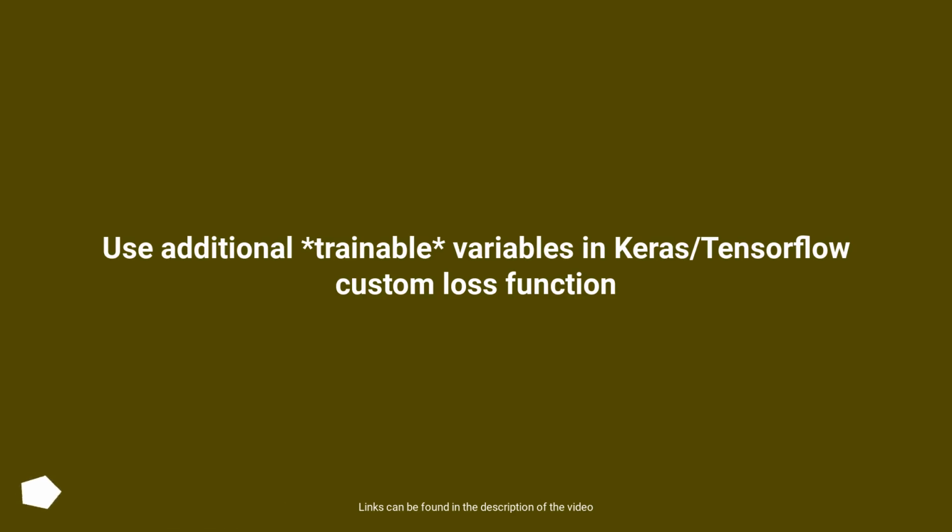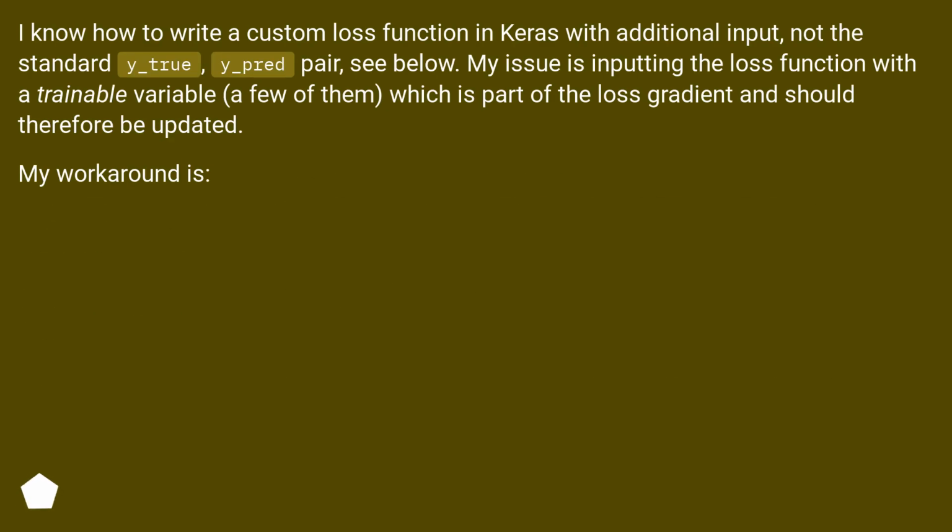Use additional trainable variables in Keras/TensorFlow custom loss function. I know how to write a custom loss function in Keras with additional input, not the standard y_true, y_pred pair, see below. My issue is inputting the loss function with a trainable variable, a few of them, which is part of the loss gradient and should therefore be updated.